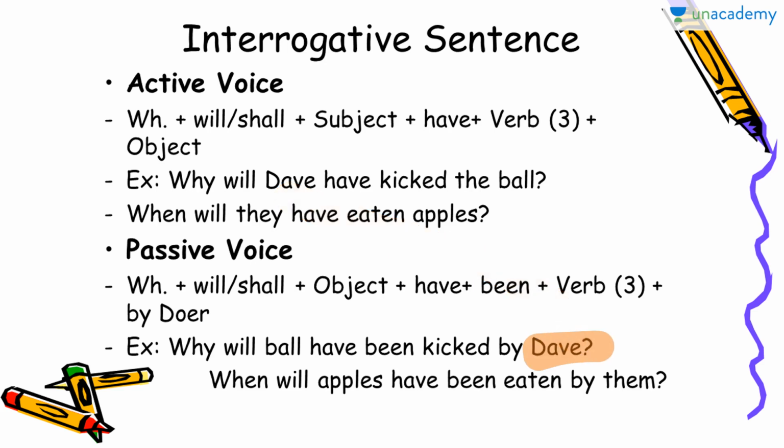In this manner, it is so easy to change a sentence from active to passive. Again, we have another example. When will apples have been eaten by them? So this when remains the same, will remains the same. The object over here comes at this position because it's passive voice. Have remains the same. Been is added because of passive voice. Verb third form remains the same, and they becomes them when it comes in the last. So it becomes objective in passive voice.